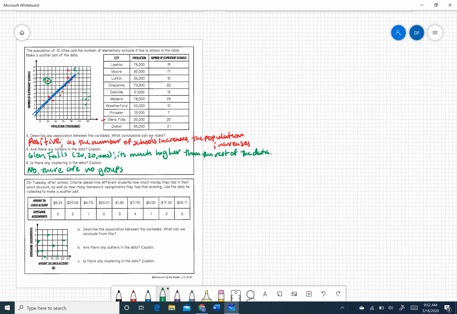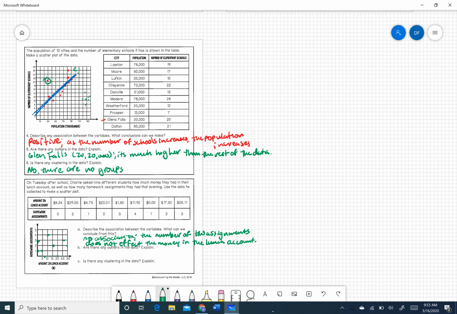So we're going to describe the association. I would say that there's probably no association. There's no positive or negative straight line. It's just all over the place. So I would say no association. So what we can conclude is that the number of homework assignments does not affect the money in the lunch account.